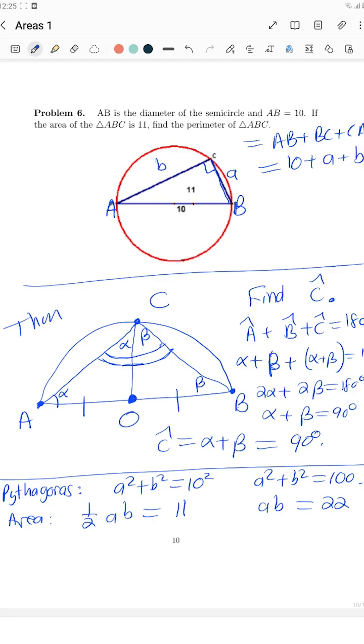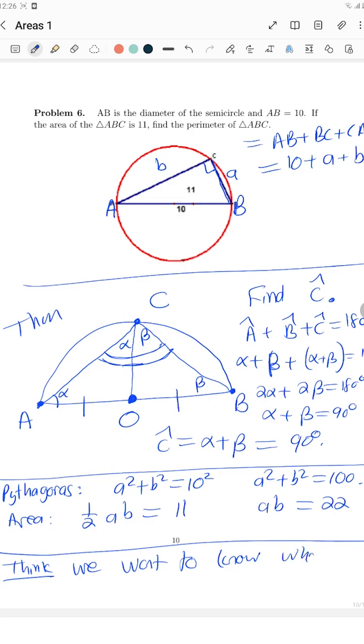But we don't know a, we don't know b. But what we do know is that a squared plus b squared is 100 and ab is equal to 22. So let's put on our thinking caps and let's think. We don't really want to know what a is. We don't really want to know what b is. We want to know what a plus b is.